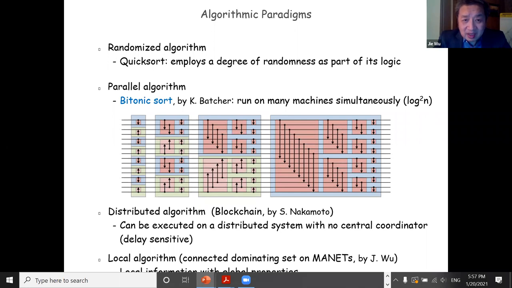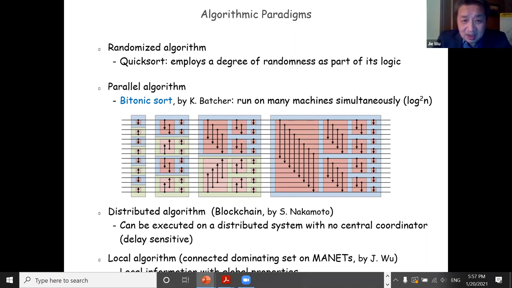For example, randomized algorithms. A randomized algorithm uses a kind of random selection. Probably everyone knows quicksort. It means they want to sort a list of numbers, right? So you remember the quicksort, you randomly pick a number inside, right?